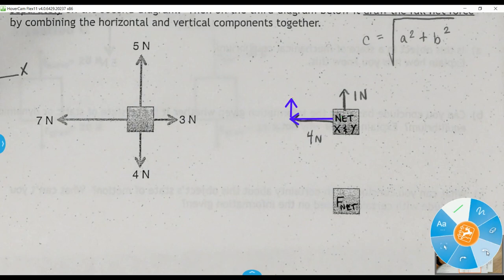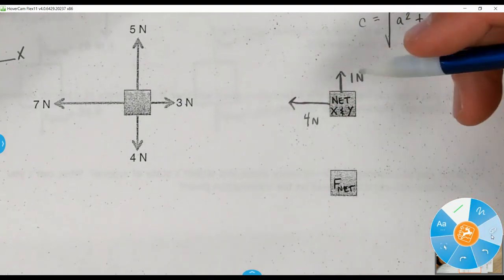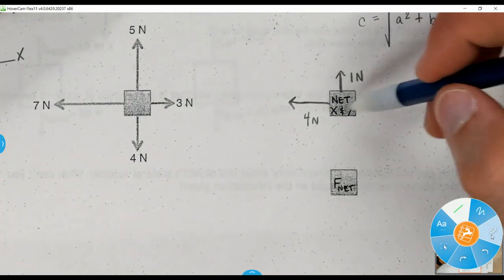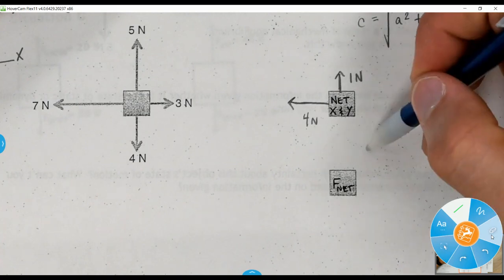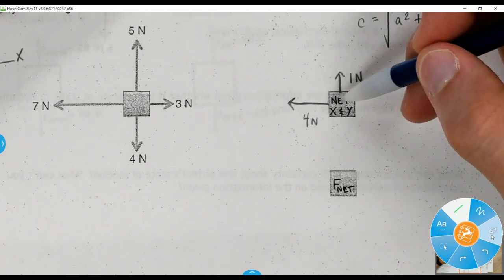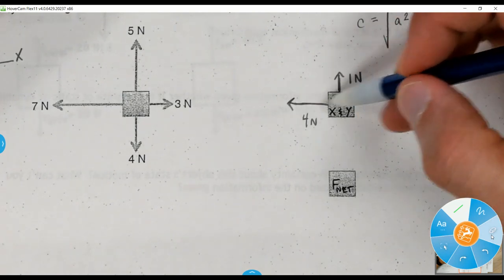So what direction would your net force be in? If you say up is north, right is east, down is south, and west is left, you're going in what two directions?